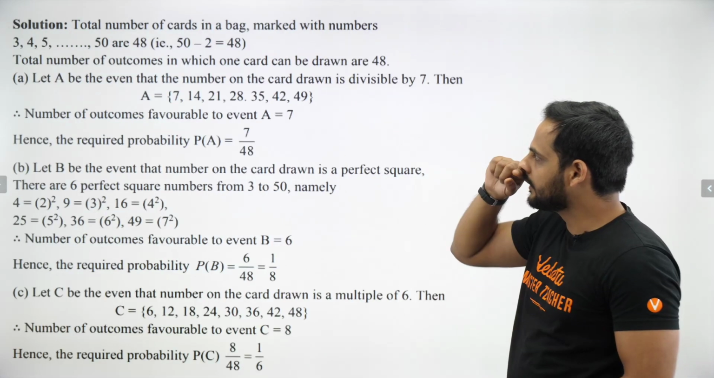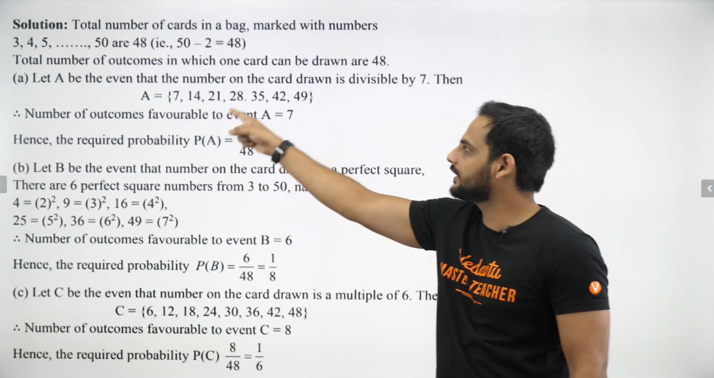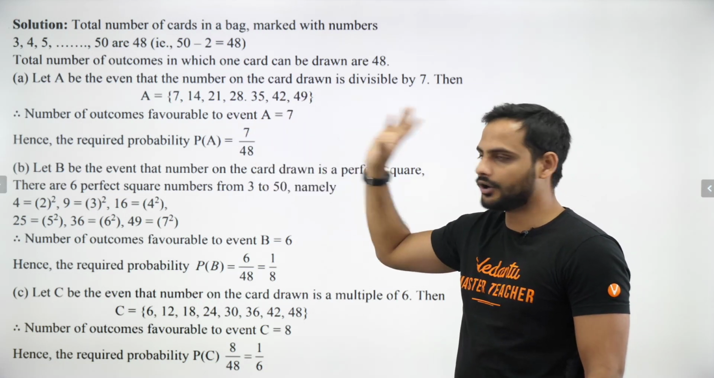Okay. Now you want divisibility by 7. So in this, how many numbers are divisible by 7? 7, 14, 21, 28, 35, 42, 49. 7 numbers are divisible. So 7 upon 48.